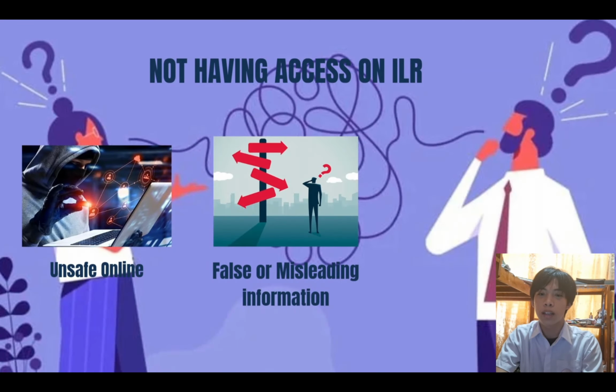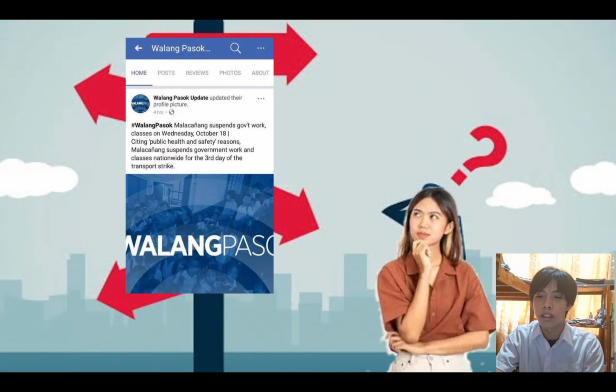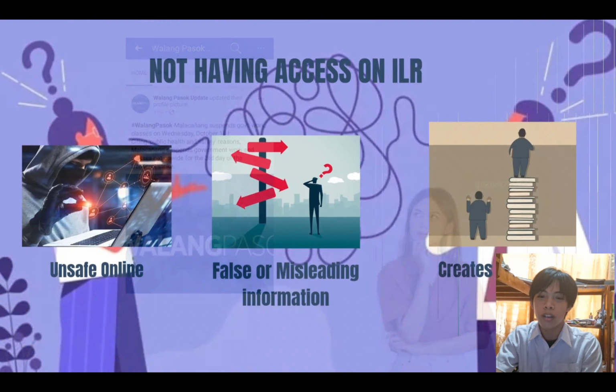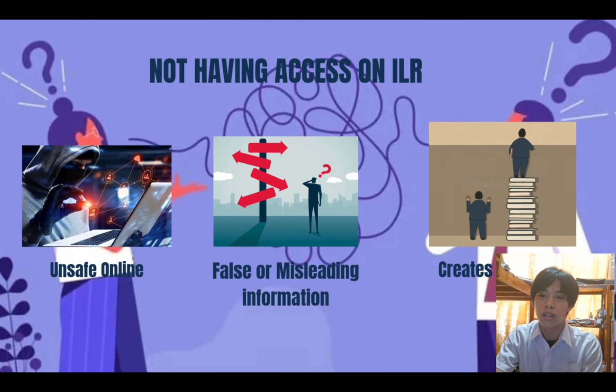Well, the second example of not having access to ILR is false or misleading information. Here, this girl thought that this one right here is real, na no, walang pasok. But little did she know that this right here is not an official website. Hence the false or misleading information. So that's why you're not sure though. It could be right or wrong because it's not official.